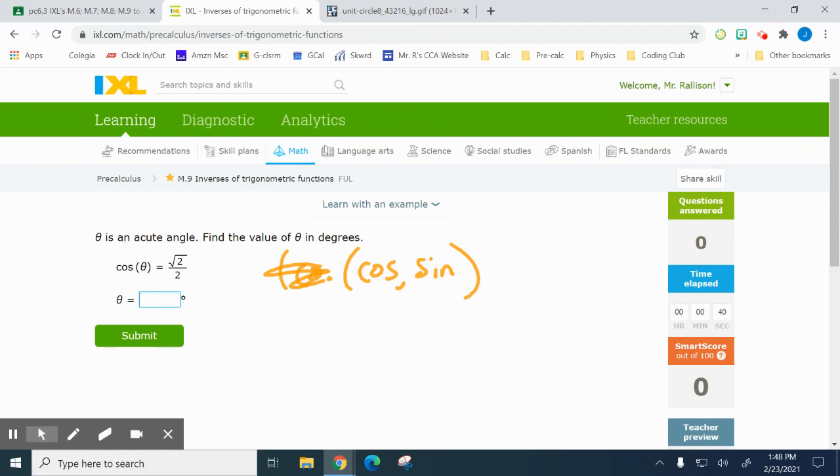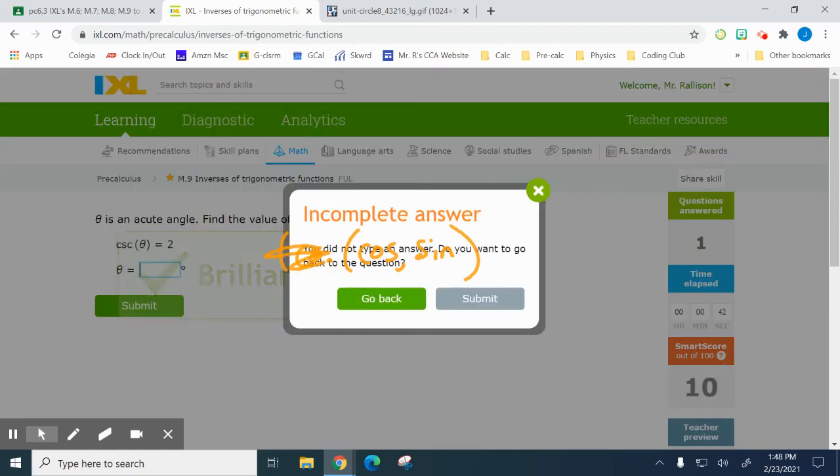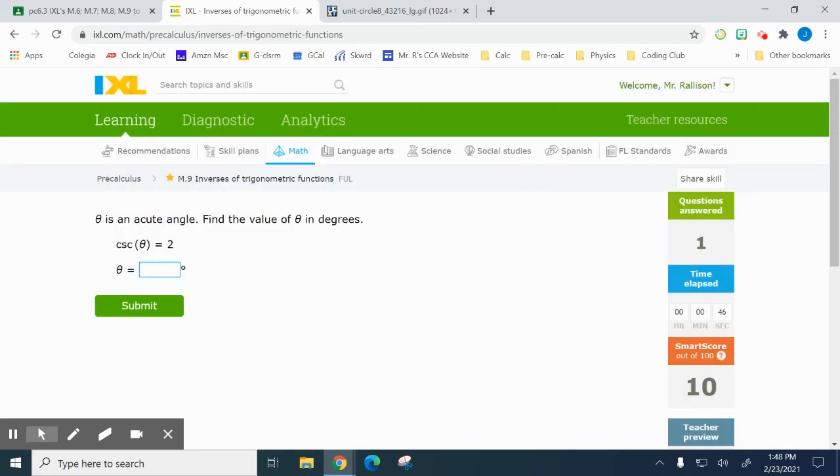We'll try and do one more, and then that's going to be it. Incomplete answer? What do you mean? Find the value of... oh, I must have double clicked or something. Okay, so cosecant equals 2. Let's just do this real quick in about a minute here.